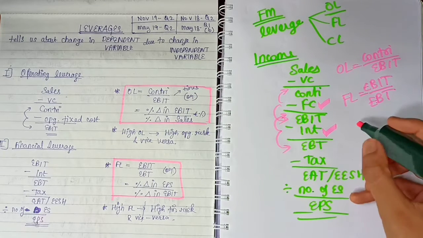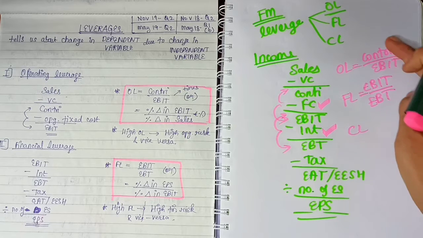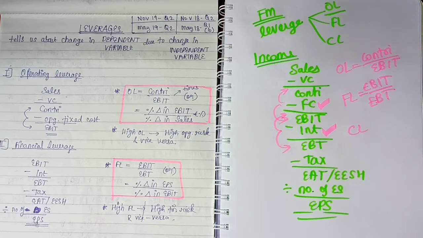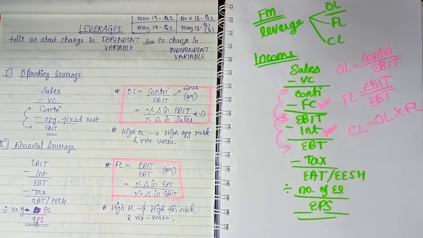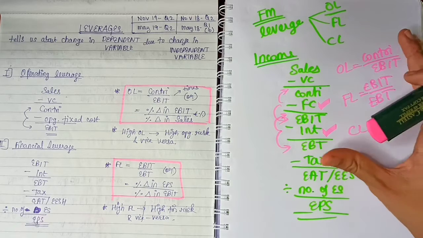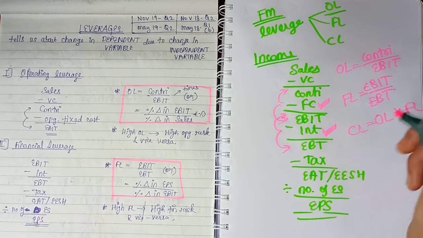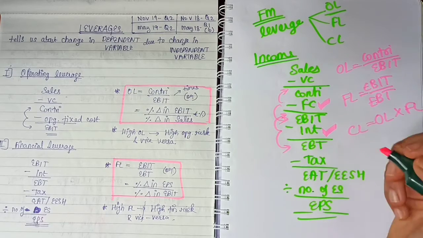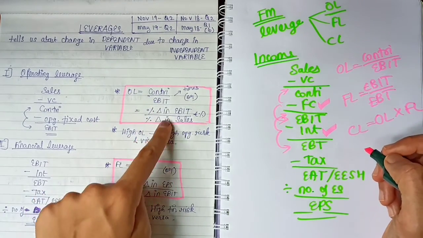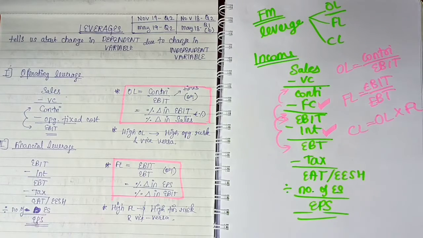Next, you have something known as combined leverage. Combined leverage means a combination of both of these, so it's nothing but operating leverage into financial leverage. These are the three basic formulas that you'll have to know. Also, apart from these, you have another formula for finding operating leverage, financial leverage and combined leverage. From any method you find out, the answer is obviously going to be the same.